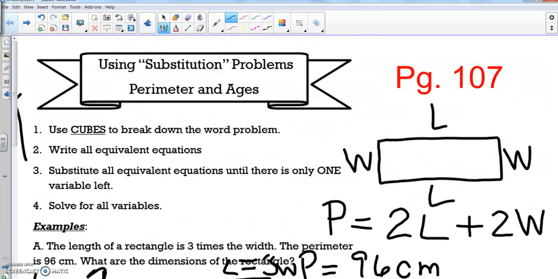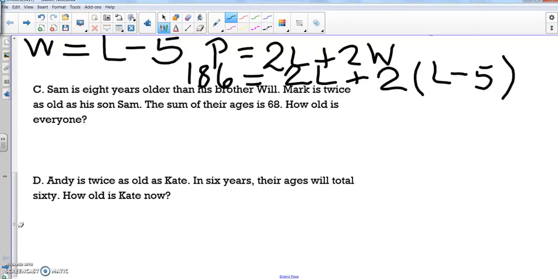Let's go back to the third one. These are going to talk about ages. Okay, and honestly, the only way I know how to deal with this kind of stuff is you just got to write everything down that you read. So we got Sam is 8 years older than his brother Will. Mark is twice as old as his son Sam. The sum of their ages is 68. How old is everyone? Okay, so here's what I like to do for myself.